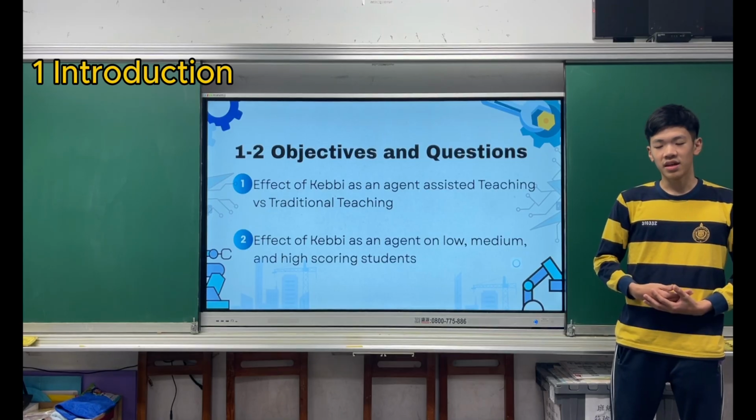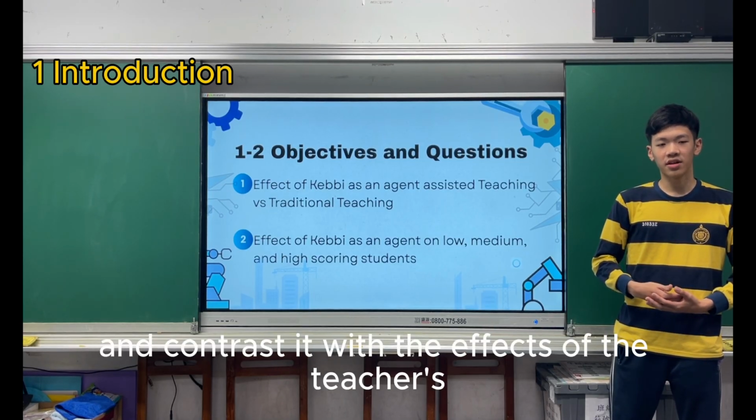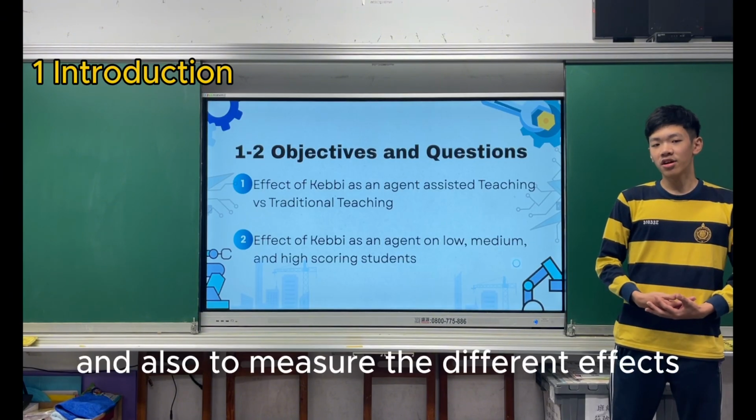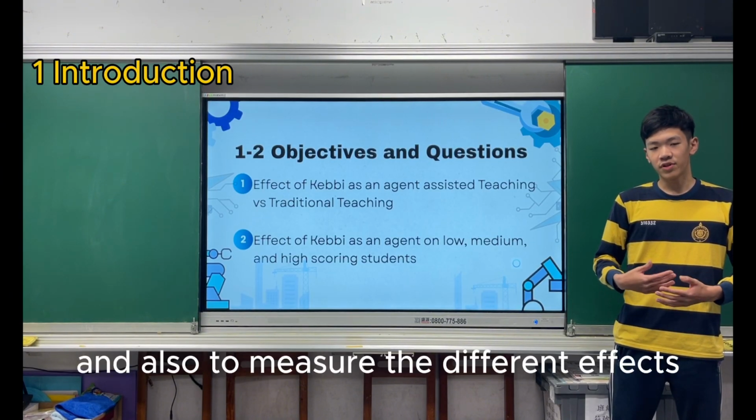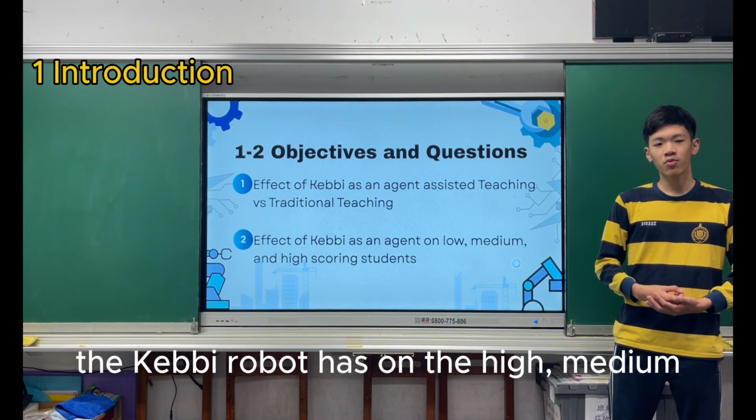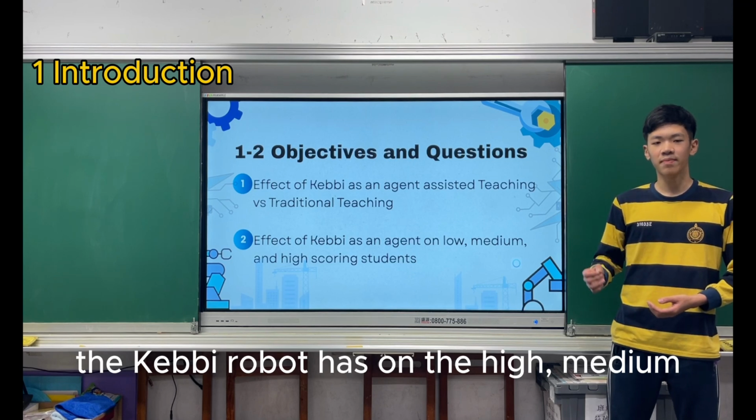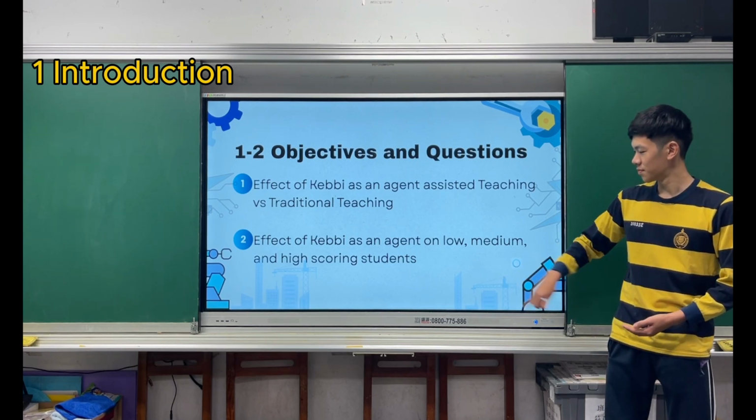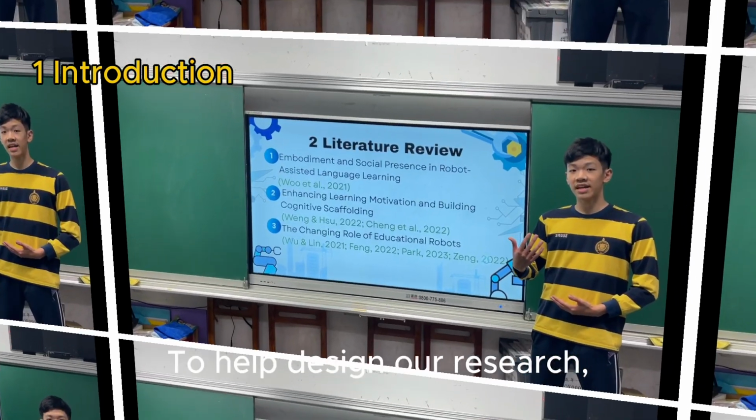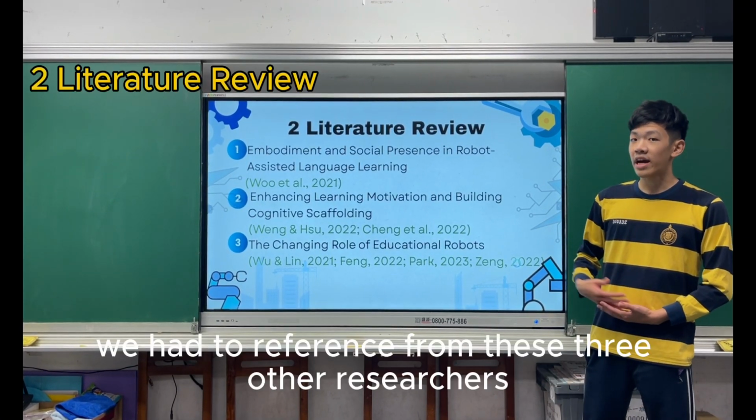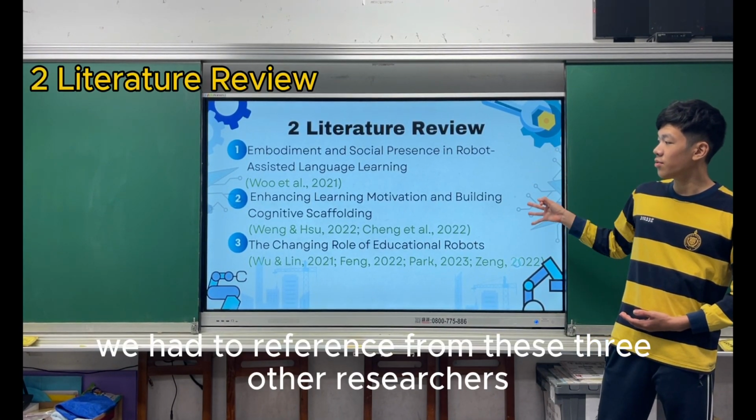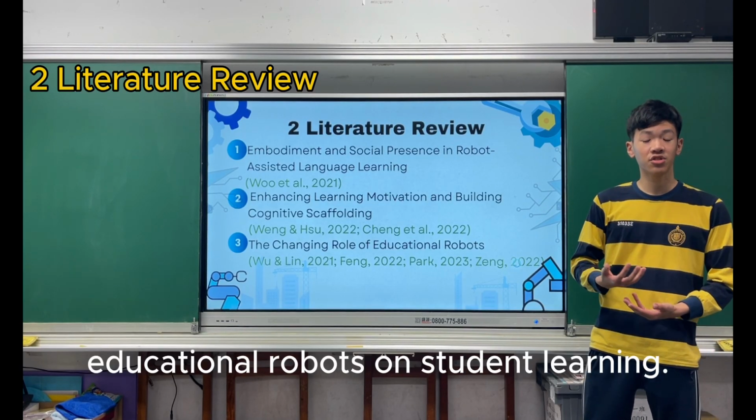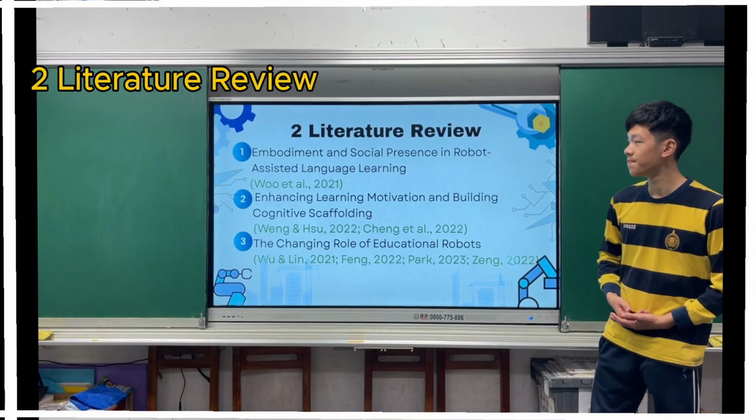Our research study is meant to measure the effect of Kevi as an educational agent for the teachers on their students, and contrast it with the effects of the teachers teaching the students themselves, and also to measure the different effects the Kevi robot has on the high, medium, and low-performing student groups. To help design our research, we referenced three other researchers, which were also about the effects of educational robots on student learning.